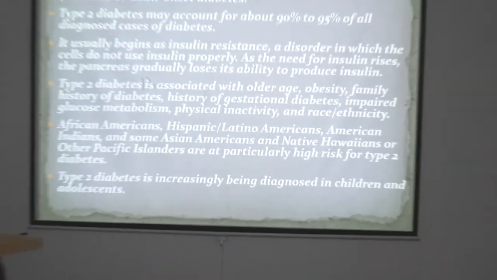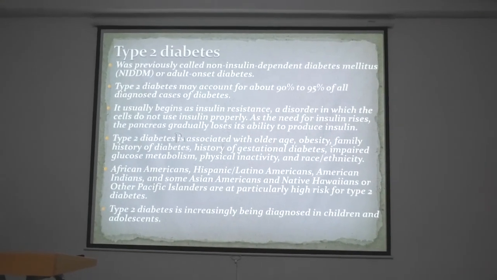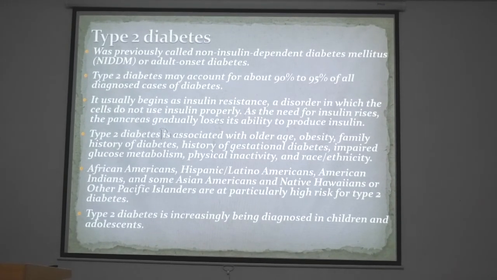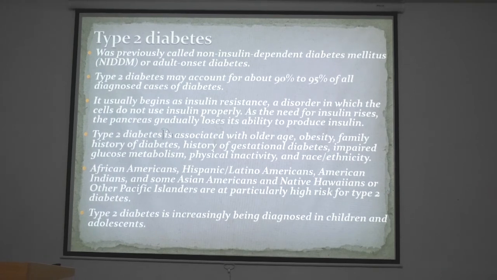Understand? So some of the people who are prone to develop diabetes due to their particular race, it is called ethnicity. In the second point, African Americans, Hispanic, Latin Americans, Indians, and some Asian Americans, native Hawaiians and other Pacific Islanders are at particularly high risk of type 2 diabetes. They mention here race. Is everything clear here?